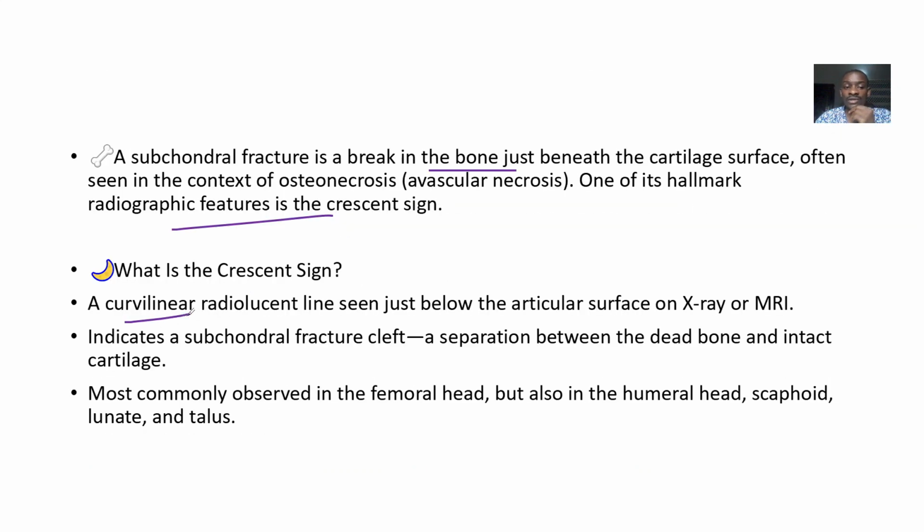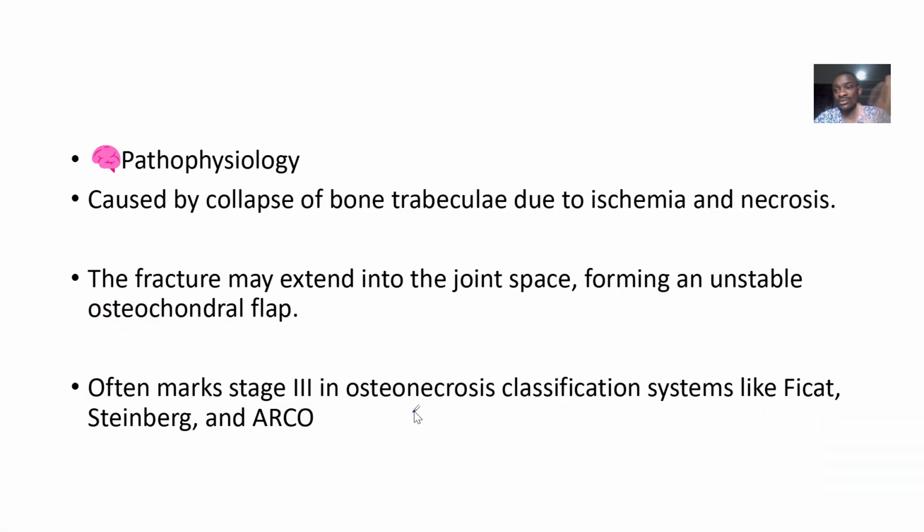It is a curvilinear radiolucent line just below the articular surface on X-rays or MRI. It indicates a subchondral fracture cleft, that's a separation between dead bone and intact cartilage. It's most commonly observed in the femoral head, but you can also see it in the humeral head, scaphoid, lunate, and talus. Most commonly you have these issues in the hip. The pathophysiology is caused by collapse of bone trabeculae due to ischemia or necrosis.